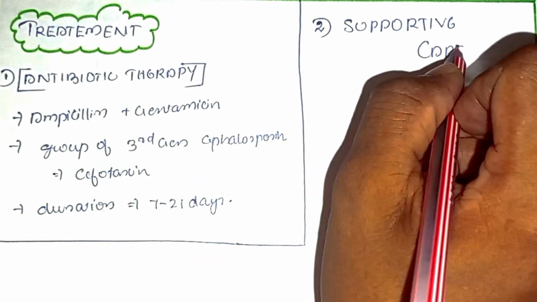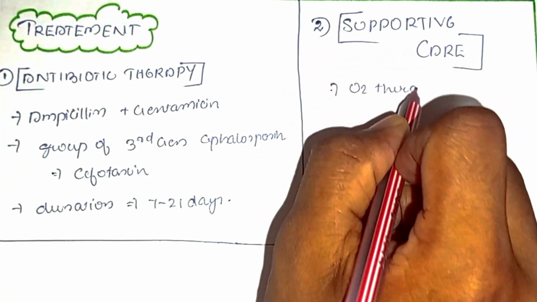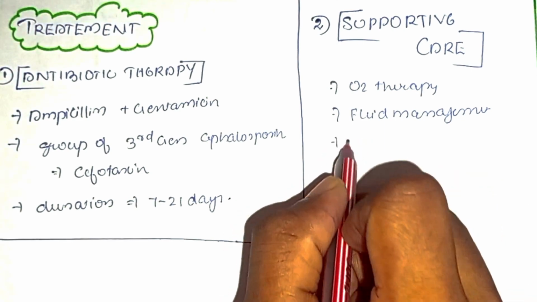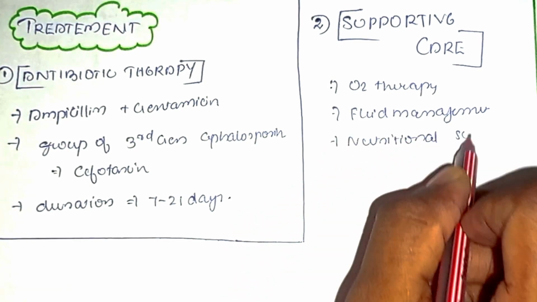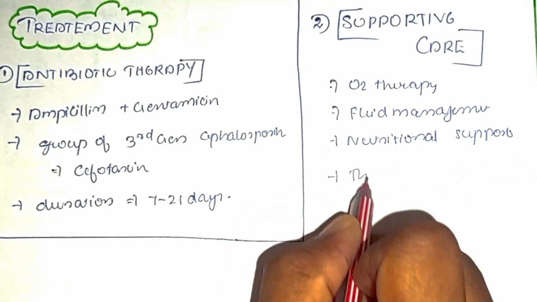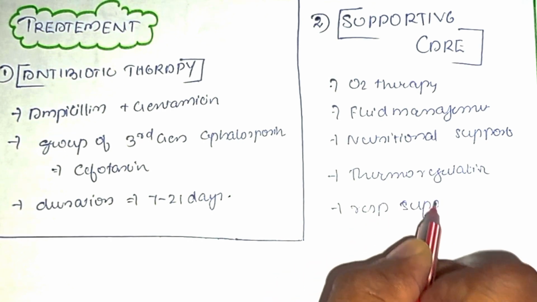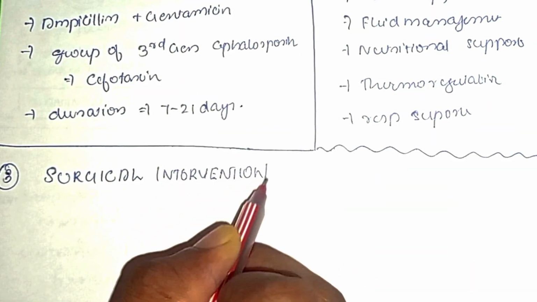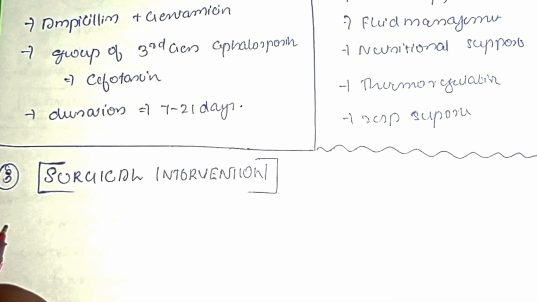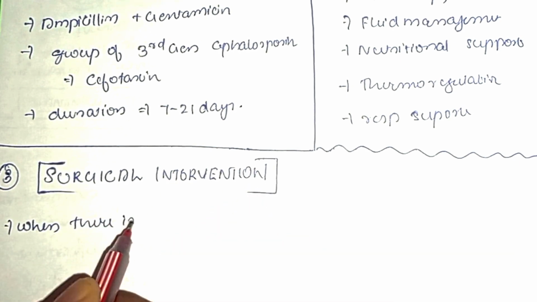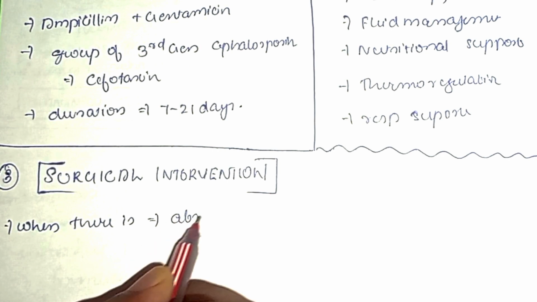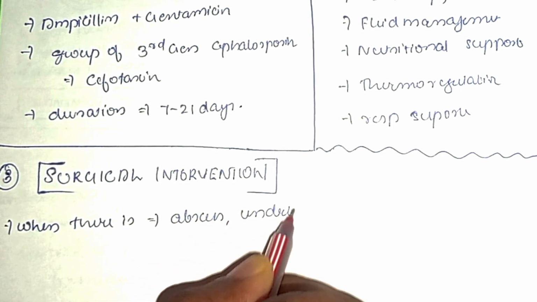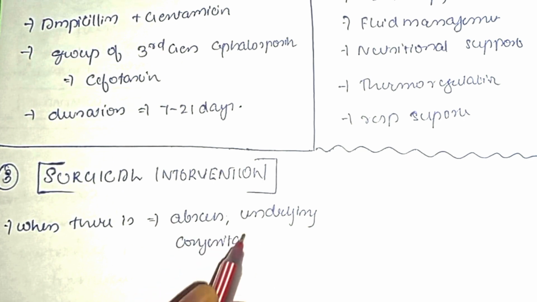Next is the supportive care. In supportive care, we can provide oxygen therapy if needed, and fluid management should necessarily be provided for the patients, and also nutritional support, thermoregulation, and respiratory support should be given to the patients. And the third one is the surgical interventions. Surgical interventions are rarely used for the neonatal infections, only when the conditions are chronic due to abscess or any underlying congenital abnormalities that need surgical intervention.